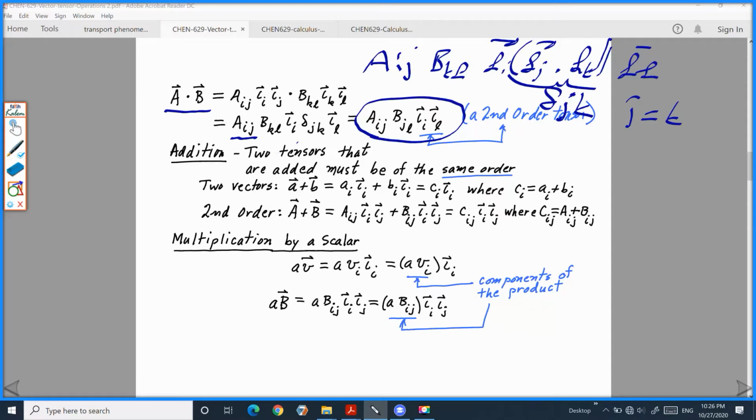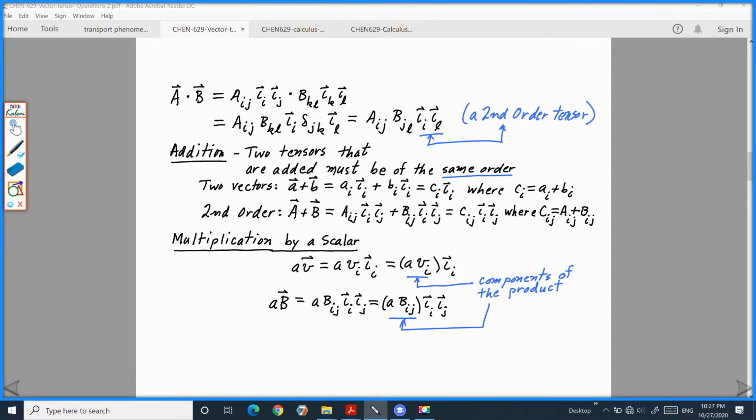In addition, we know from undergrad, from the linear algebra course, that we can add two vectors and multiply them by a scalar. Addition of two vectors is given by this formula, and addition of two second order tensors can be written in this form. Also, we can multiply the vector by the scalar a like this, and we can multiply the tensor by the scalar a. Okay, this is also good.